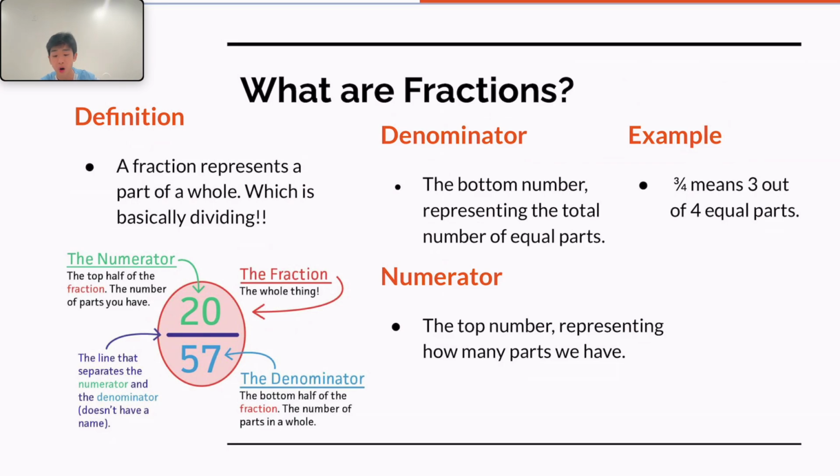The fraction is the whole thing here, 20 over 57. The line separates the numerator and the denominator. It doesn't have a name, but we can view it as a dividing symbol, so we can rewrite this fraction as 20 divided by 57. This is basically the same thing. For example, 3 over 4 means 3 out of 4 equal parts. In this case, 4 is the denominator, so 4 is the total parts, and 3 is the numerator, so 3 is how many parts we have out of the total parts.